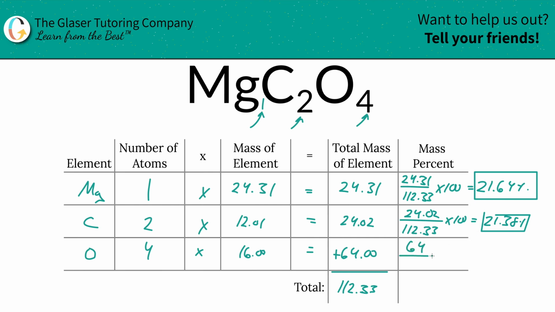And then last but not least, we have oxygen. So we're going to do the 64 over the 112.33. Don't worry about the zeros. Who cares about the sig figs? And then it's going to be 56.97. All right? And that's the percent of oxygen.